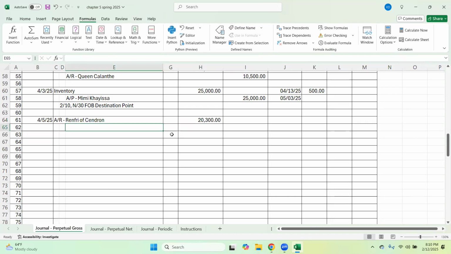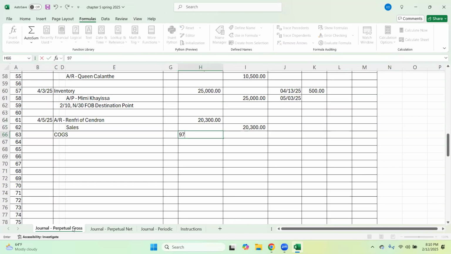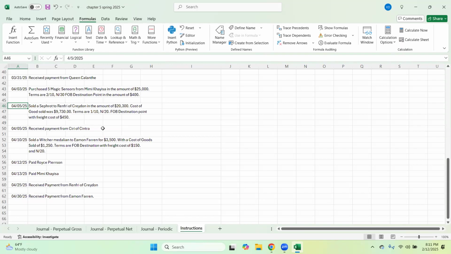Okay, my offsetting entry is going to be sales. I'm going to put in here my cost of goods sold. And that one is 9,730. Offsetting entry is inventory because that's what's out the door. And we're gonna put in that FOB, because it's FOB destination point. So we're the seller, we're responsible. And that's 450.